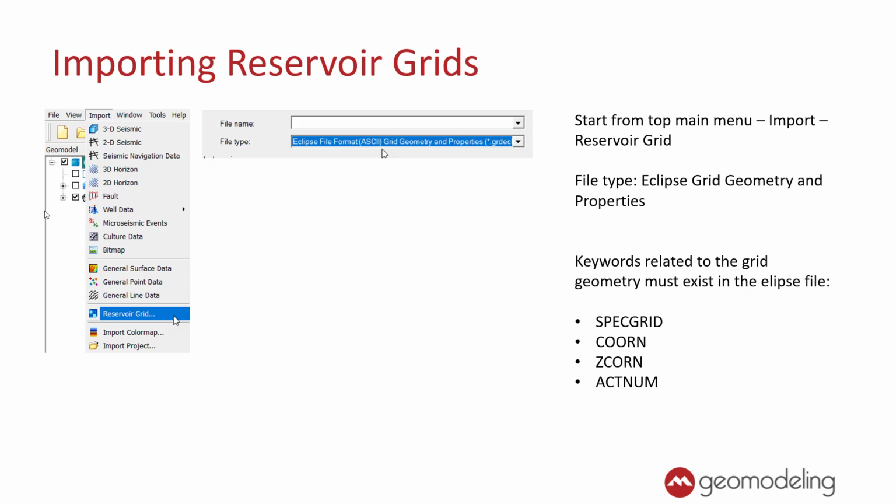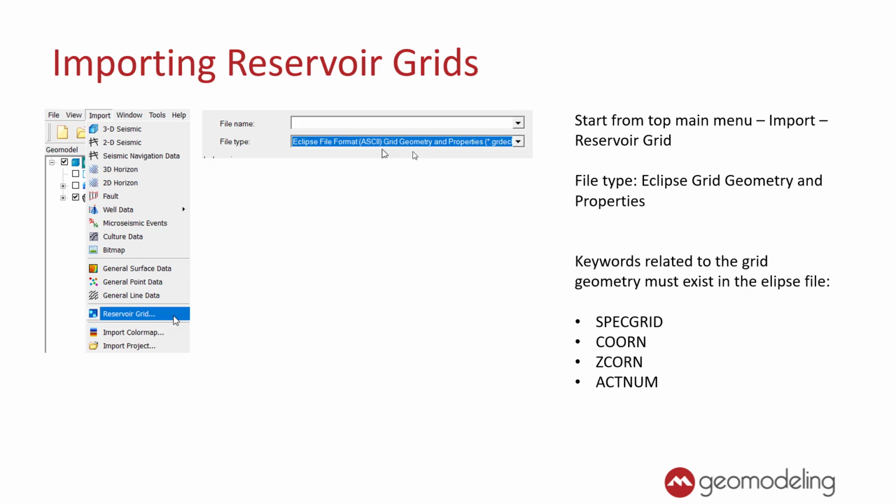The first one is you can go to the top main menu, select Import and Reservoir grade. In this way, the File tab is selected as the Eclipse file format, grade geometry, and properties. This File tab is suitable if you don't have any Eclipse grade geometry imported in the project.